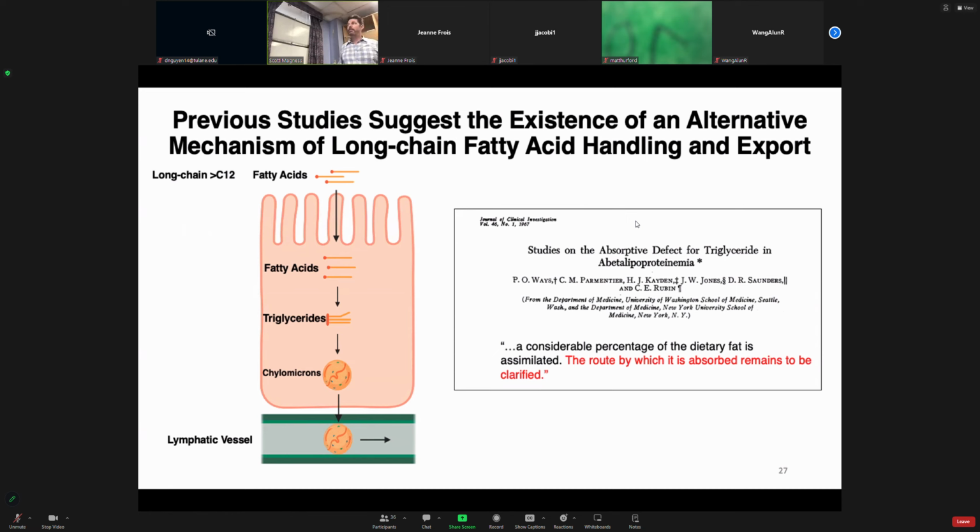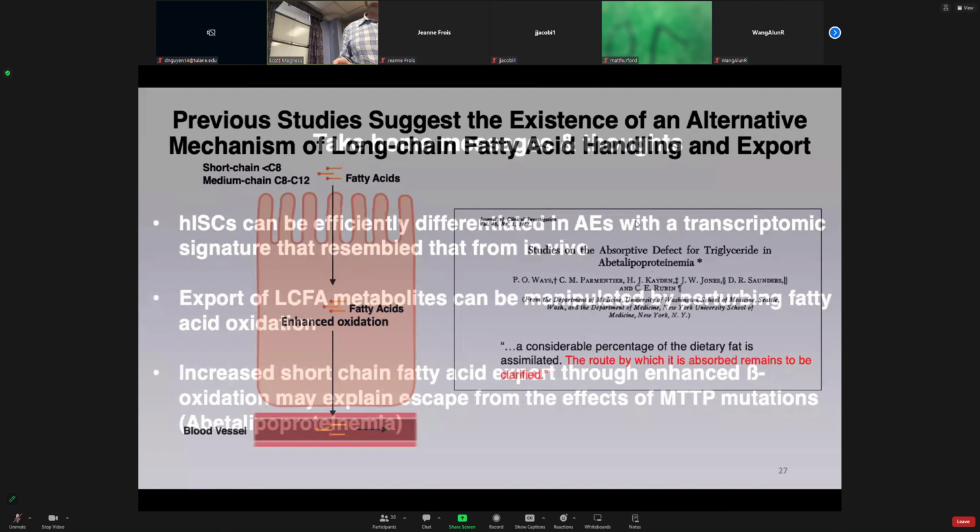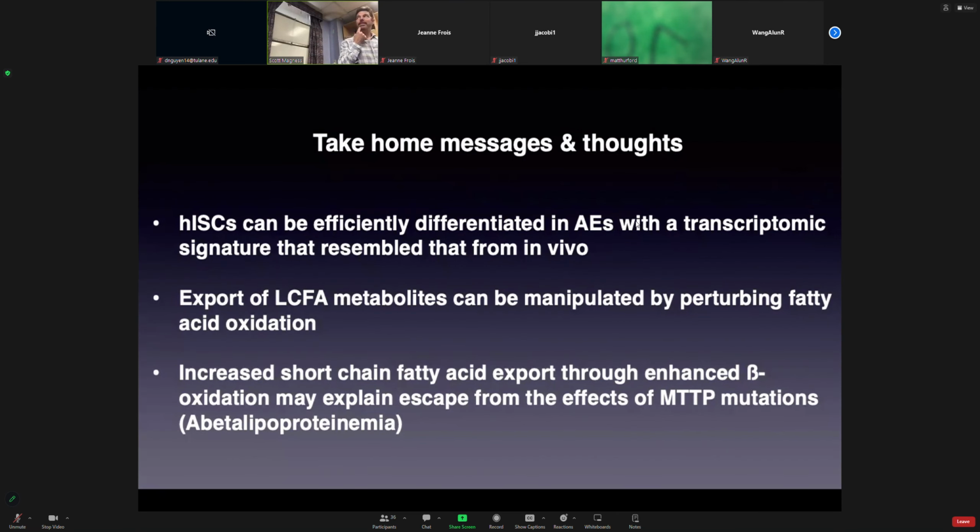And so he postulated that perhaps what's happening in these people, they have a mutation in MTTP, which basically doesn't allow the chylomicrons to be made. So they can't get the fat into the body, but they do have fat that's assimilated. His hypothesis was basically there was an increase in beta oxidation that was happening in free fatty acids, where short ones were able to get through, and then, of course, distribute through the body. And that might be a potential way that these people actually can distribute fats.